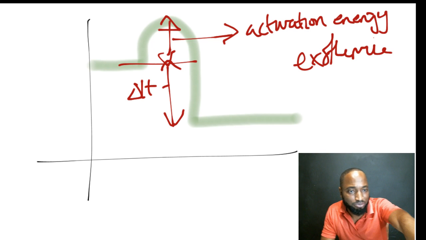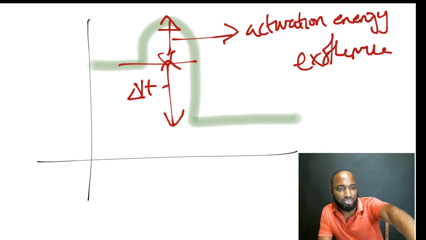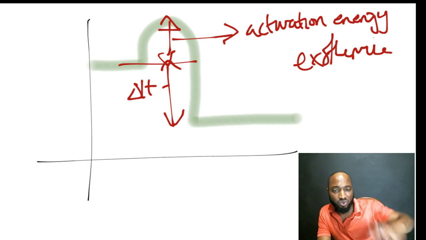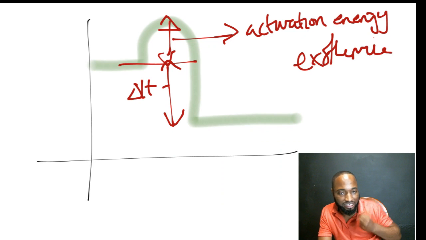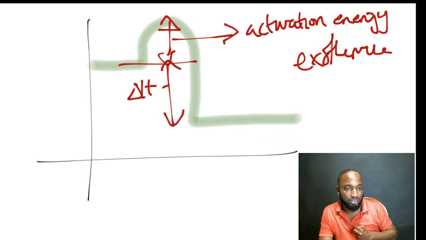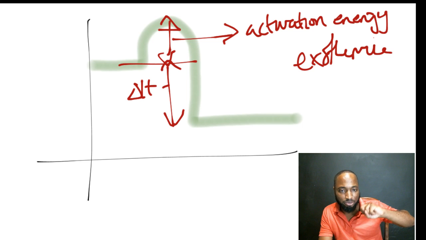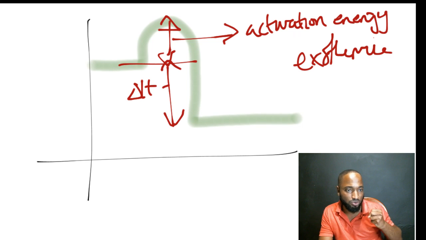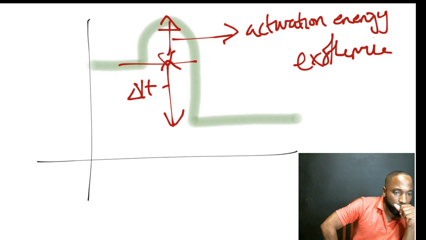Endothermic doesn't make the reaction vessel warmer, it makes it colder. It takes in heat from the environment. Exothermic will release heat, so exothermic will make it warmer, endothermic will make it colder, right?